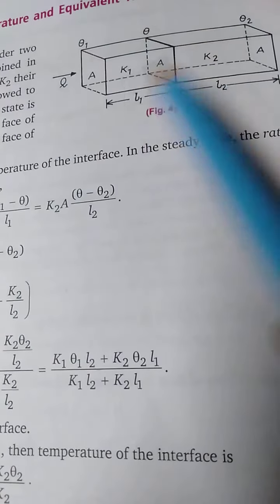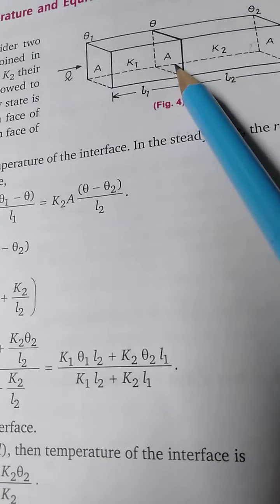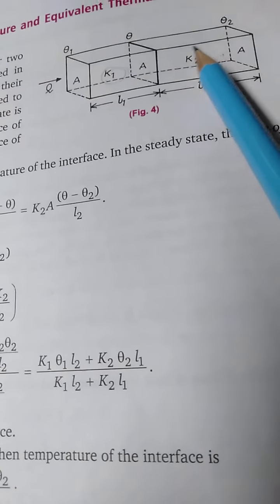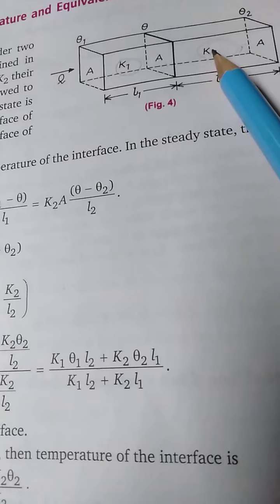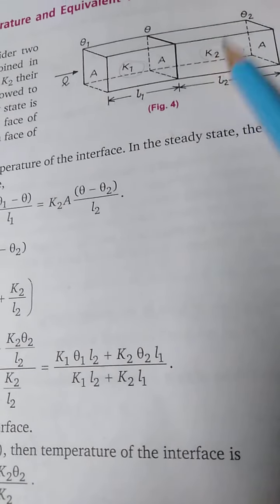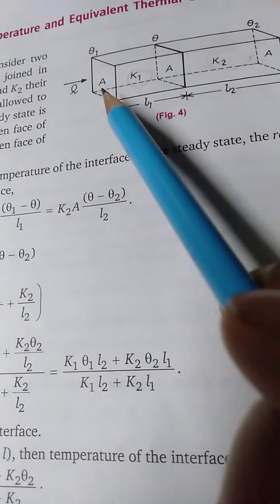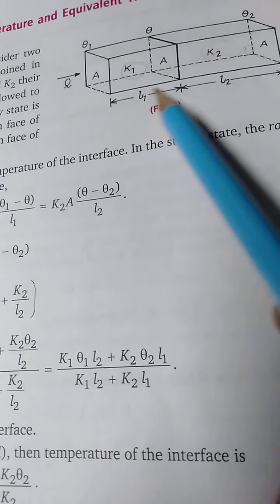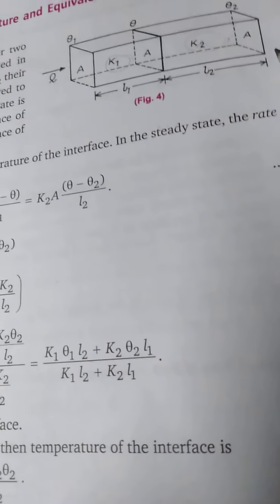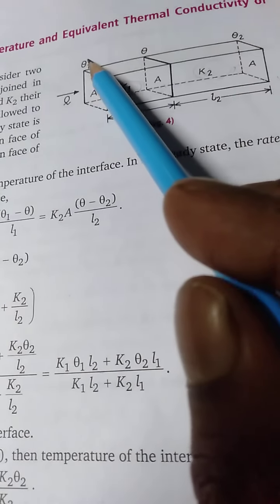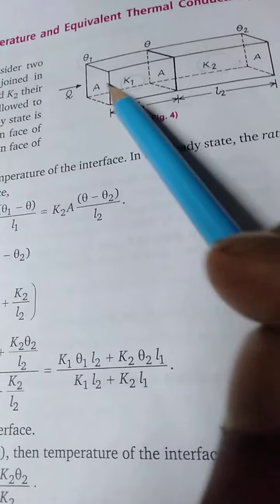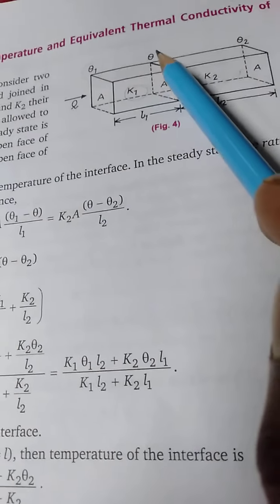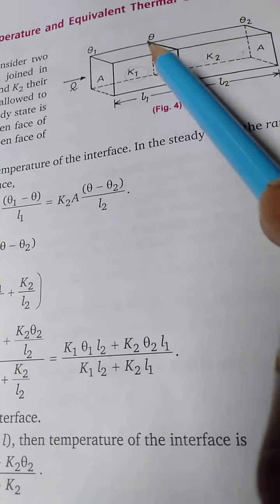See, here there are two slabs. This is one slab, a conductor of thermal conductivity K1. This is another slab of thermal conductivity K2, kept in series with each other, side by side, both having the same area of cross section A, and the length of the first one is L1 and the length of the second one is L2. Let theta 1 be the temperature of the hot end, theta 2 be the temperature of the cold end, and theta is the interface temperature that we will find out first.